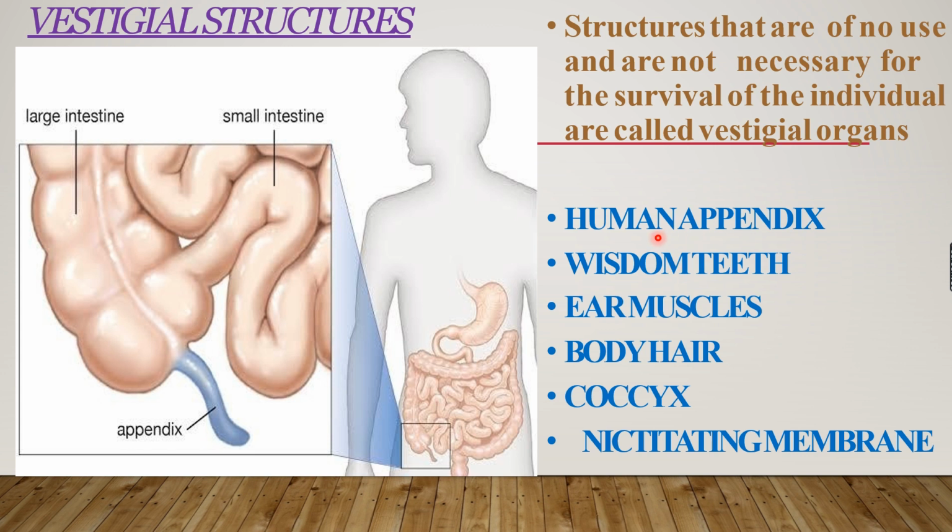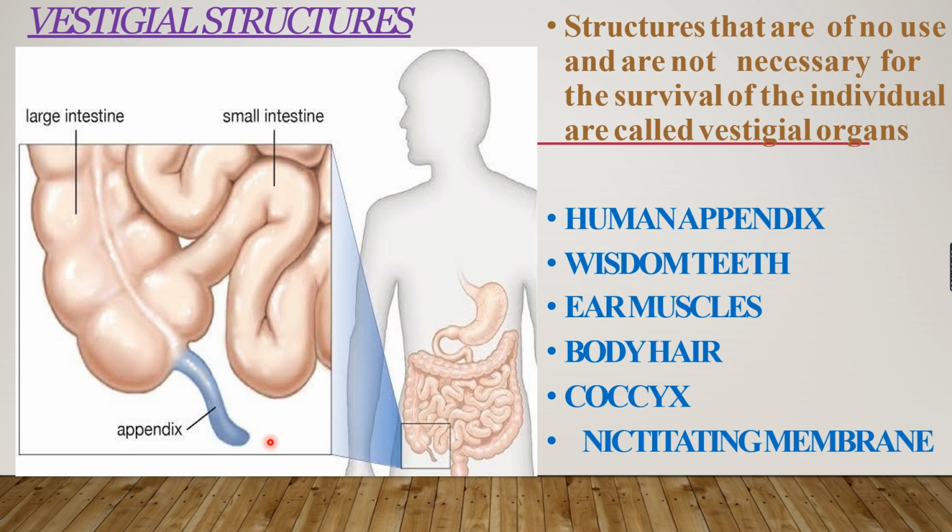We'll see some examples: human appendix, wisdom teeth, ear muscles, body hair, coccyx, and nictitating membrane. First, you'll see the large intestine, and at the anterior part of the large intestine, a small finger-like projection called the appendix is there. So what is this human appendix? It is a remnant part of the cecum, and it is functional only in herbivorous animals like rabbit, cow, goat. It is very well developed there.